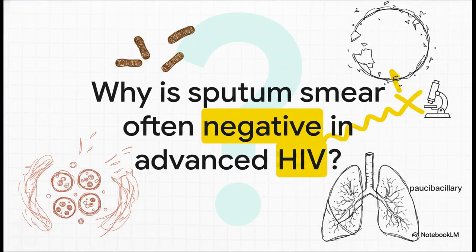And let's do one more. Why is the sputum smear so often negative in these very sick patients? The answer is, it's because their cell-mediated immune response is too weak. They can't form effective granulomas or cavitary lesions. This leads to a much lower number of bacteria in their sputum, a condition we call paucibacillary disease, and it just falls below the limit of what a microscope can detect. It's not that the bacteria aren't there, it's that the body can't fight them hard enough to show up on the test.